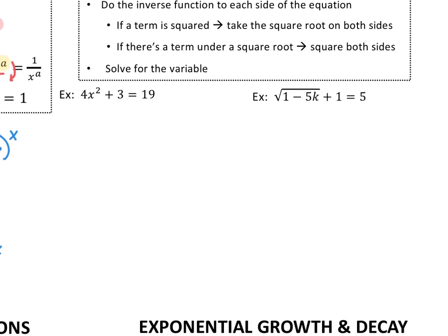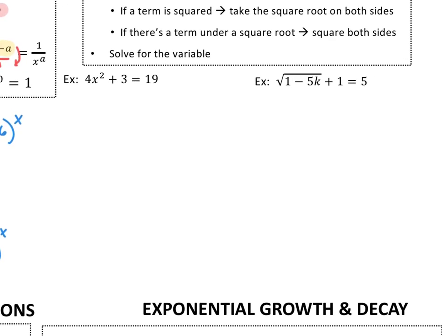So let's look at this first example on the left. We have 4x squared plus 3 is equal to 19. So our goal is to get this x squared alone. The squared only applies to the x because the 4 is not in parentheses. So we want to get the x squared alone. So right now it's being multiplied by 4 and then added to 3. So we're going to subtract 3 from both sides.